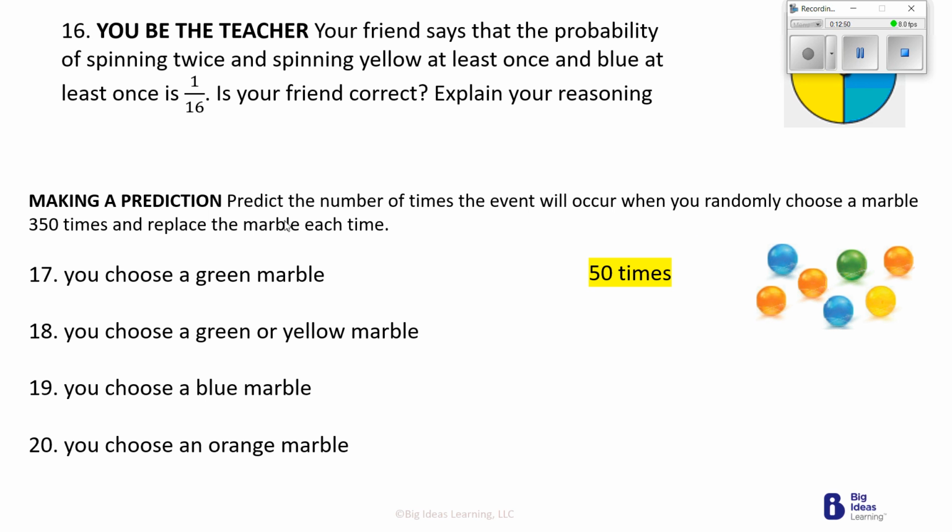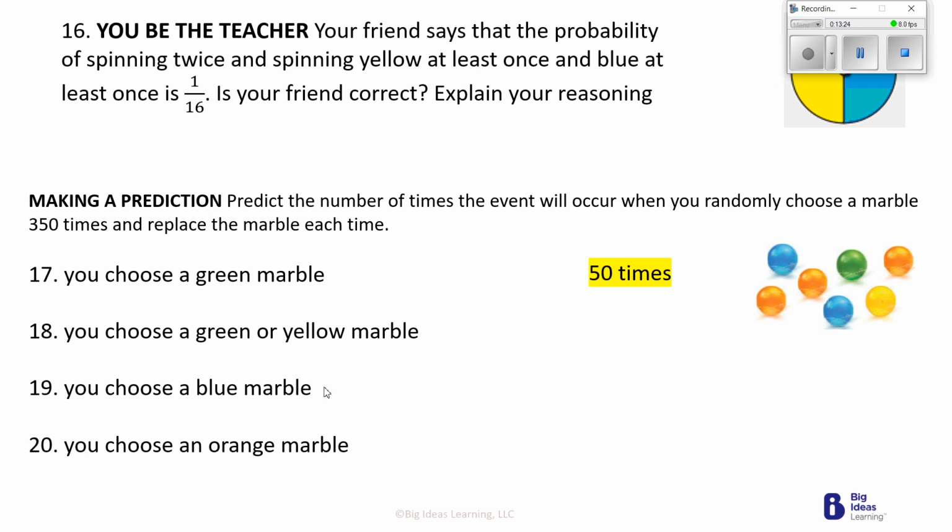And predict the number of times the event will occur when you randomly choose a marble 350 times and replace the marble each time you choose a green marble. They're saying 50 times. If you randomly choose a marble 350 times, how many times? Well, think about that. 350 divided by 7 marbles will give you 50. So that's going to be 50 times.